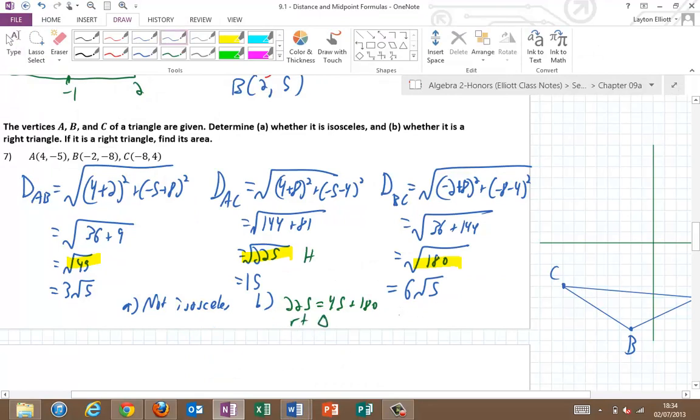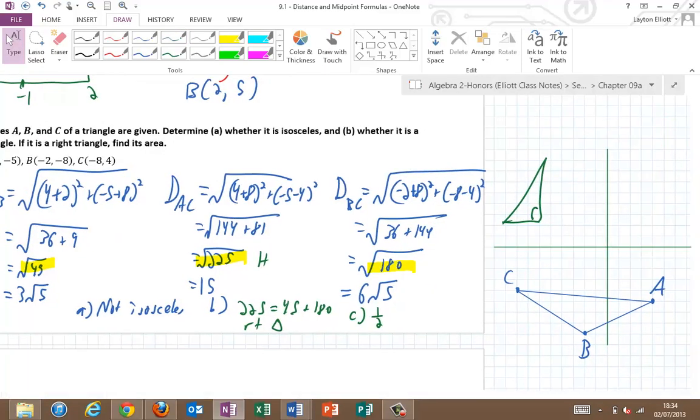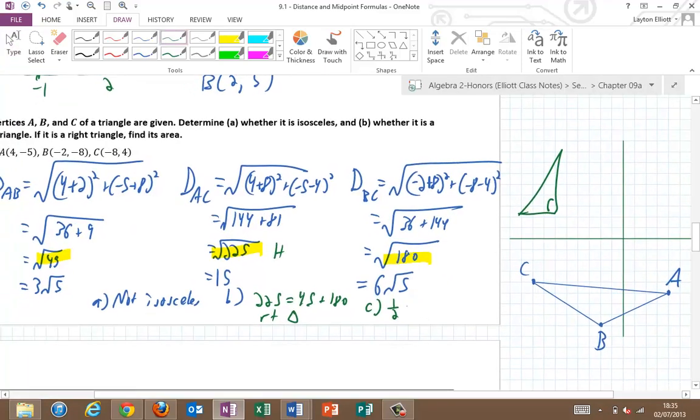Finally, for part C, find its area. So I can do 1/2, and base times height in a triangle is leg times leg. If it's leg times leg, we want to do 6 radical 5 times 3 radical 5, because the hypotenuse is not one of the legs. And that gives us 9 times 5, or 45. We could just say units squared.